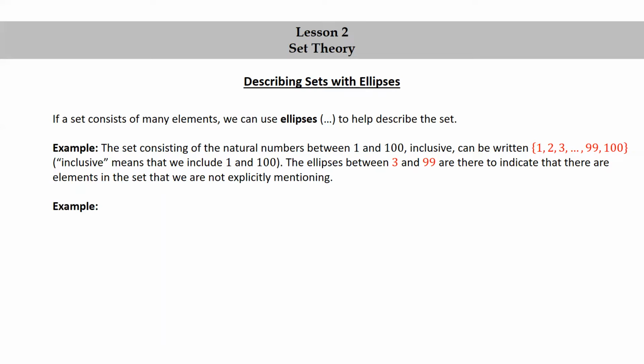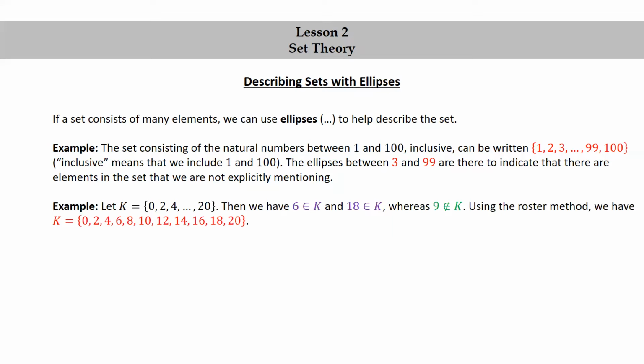Let's look at another example. Let K equal the set of 0, 2, 4, ..., 20. Then we have 6 is in K and 18 is in K, whereas 9 is not in K. Using the roster method, we have K equals the set of 0, 2, 4, 6, 8, 10, 12, 14, 16, 18, and 20.